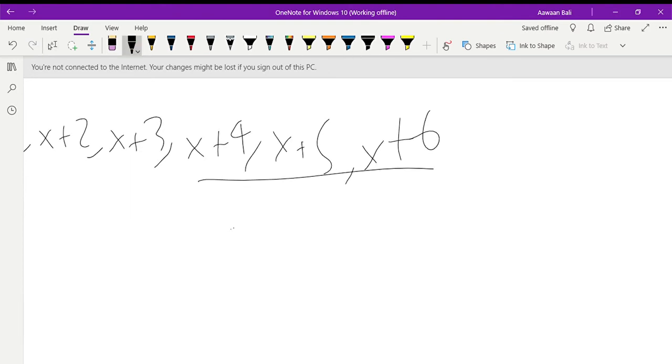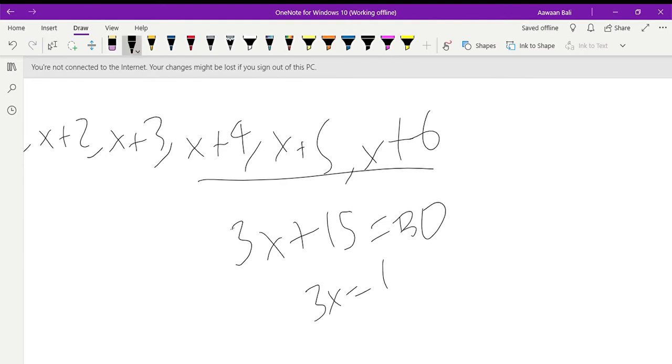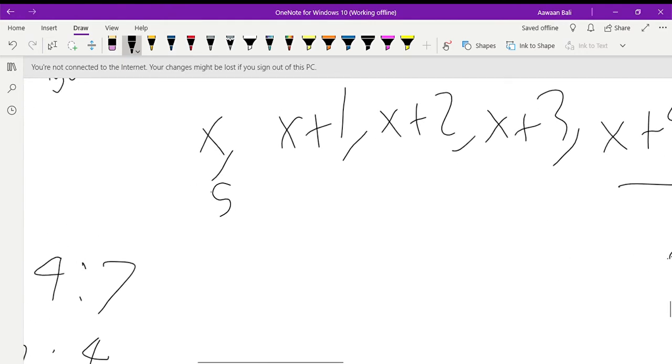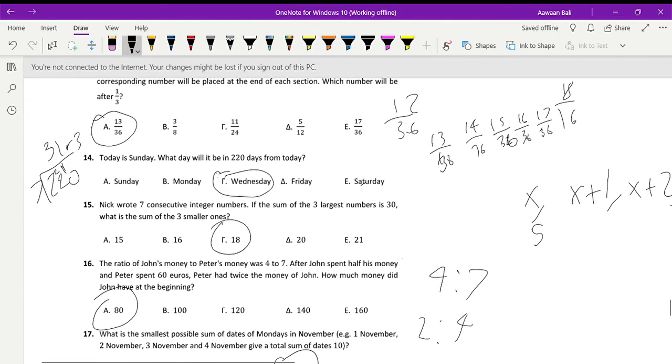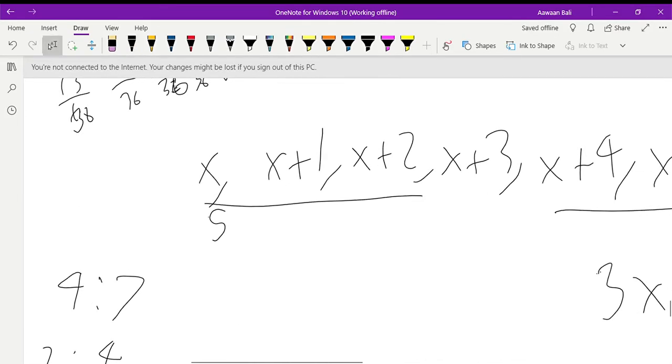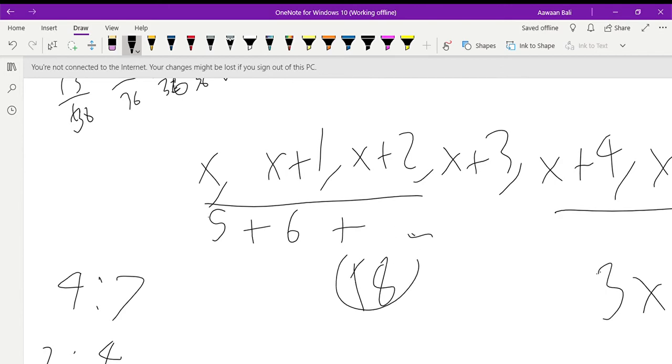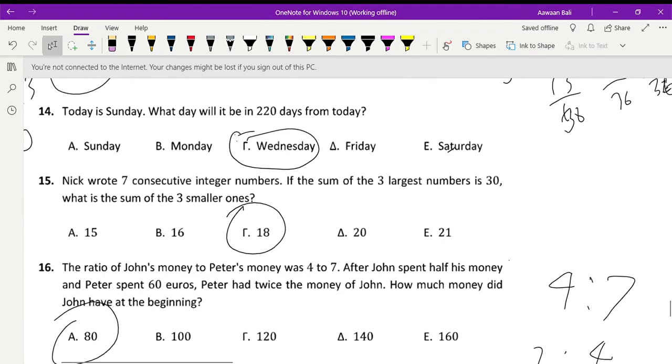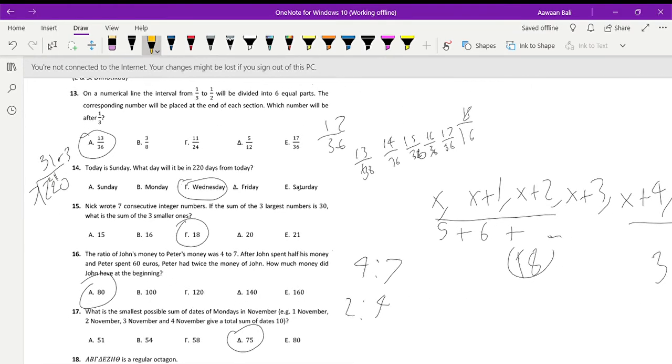So when we add them together, we get 3x plus 15, since 4 plus 5 is 9 plus 6 is 15, and x times 3 is 3x. So 3x plus 15 is 30. We minus both sides by 15. 3x is 15. Divide both sides by 3. X is 5. Which means this is 5, and it's asking the sum of the 3 smaller ones, so these 3. So 5 plus 6 plus 7. 5 plus 6 is 11 plus 7, 18, which means basically the answer is 18. It's gamma.